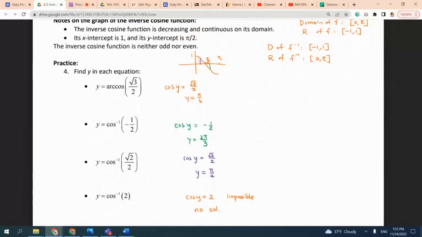And similarly, but be careful, sine and cosine are bounded between 1 and minus 1. So if you have cosine of some angle equals 2, that is impossible. The cosine is only bounded between minus 1 and 1. So therefore, no solution in this case.